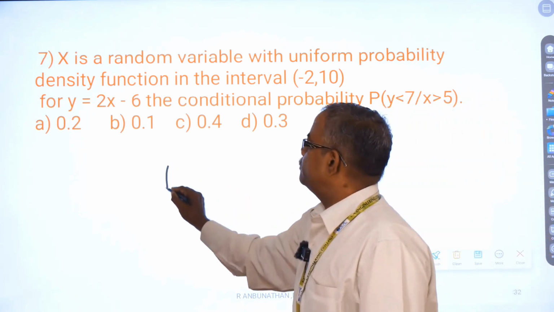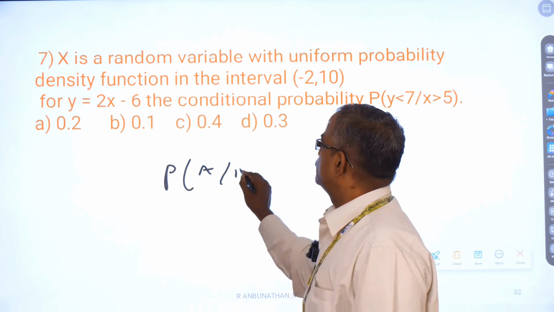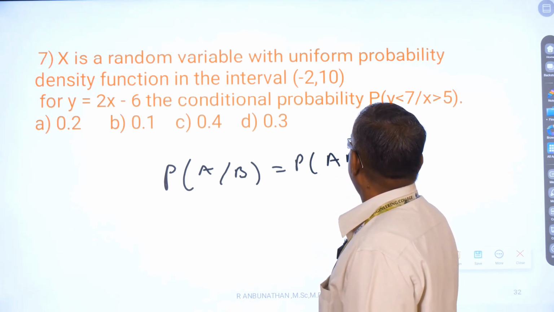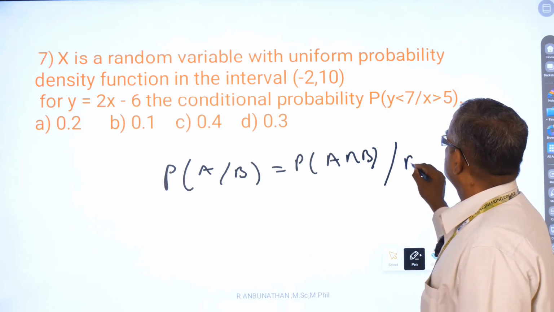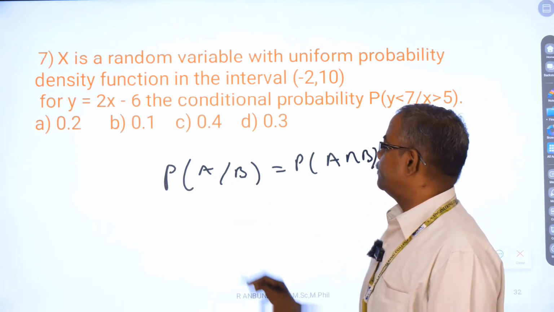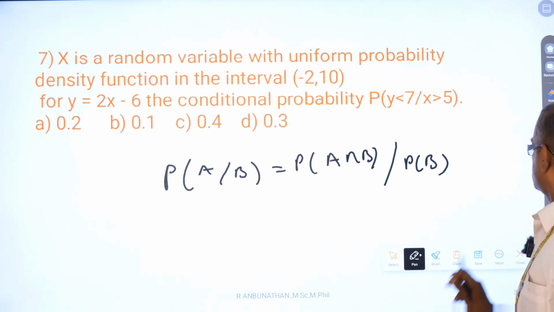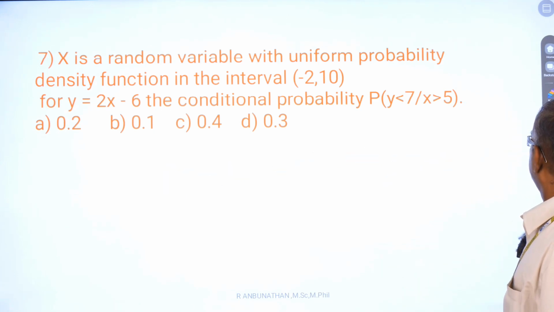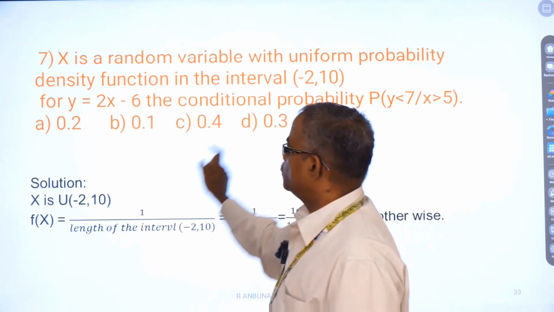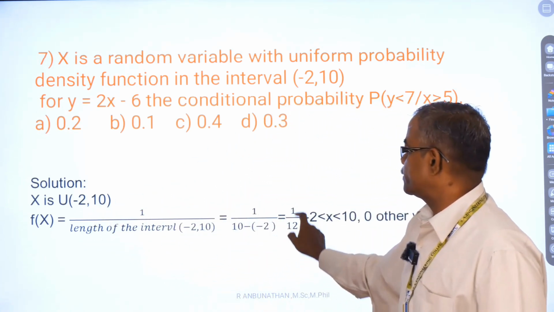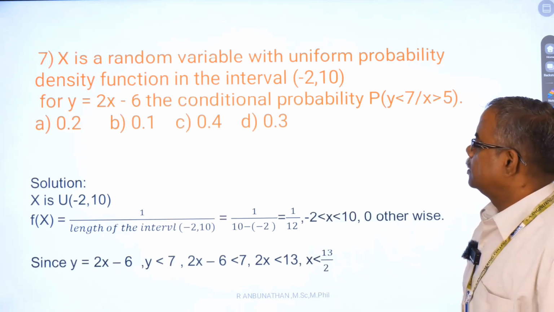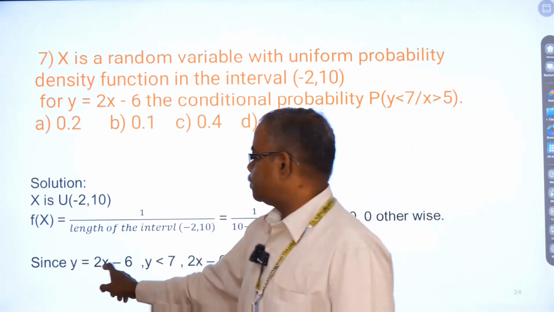P of A given B is nothing but P of A intersection B divided by P of B. That means this event occurs first, and afterwards the A event occurs. That is a conditional probability. Here x is uniformly distributed from minus 2 to 10. That's why, according to the function, f of x is 1 by 12 between minus 2 and 10, 0 otherwise. Then the given relation is y equal to 2x minus 6.